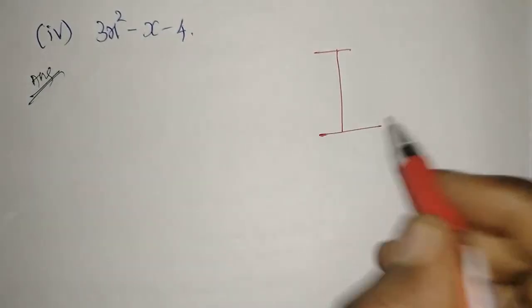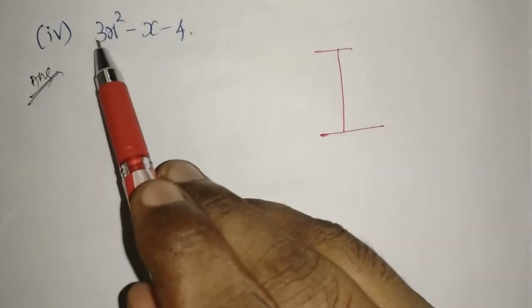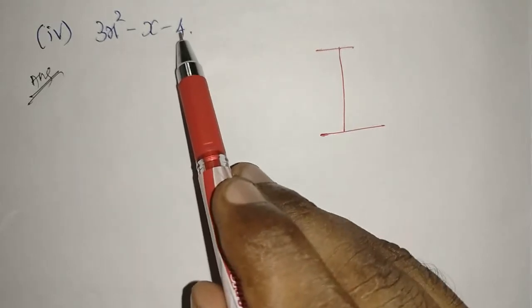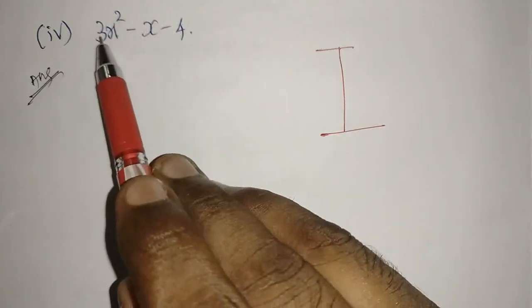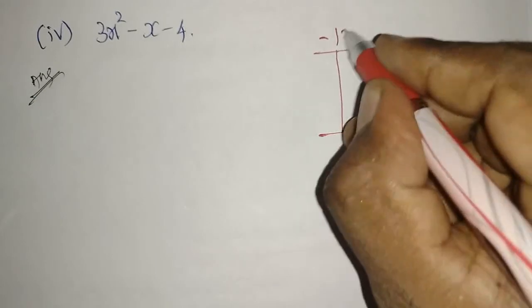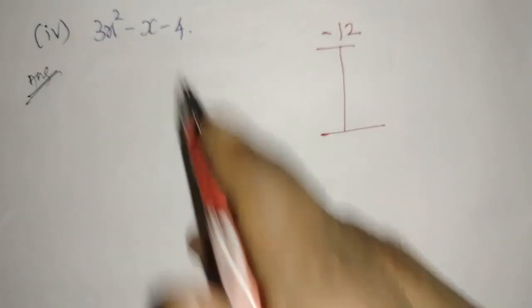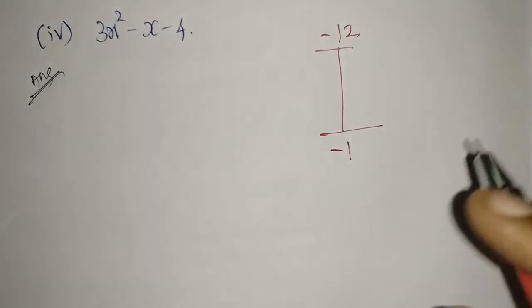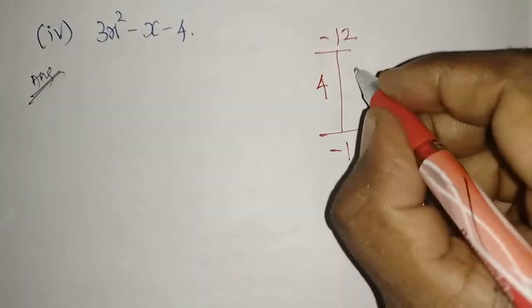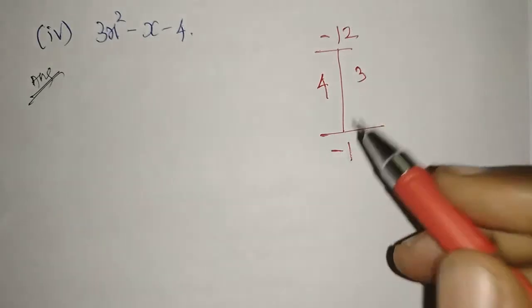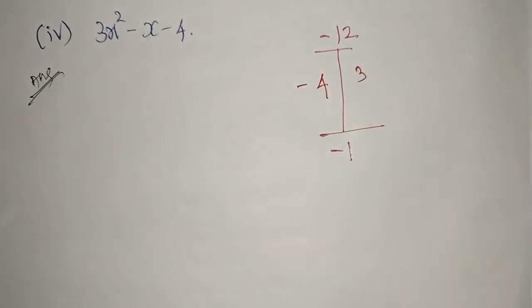So for I factor, now we need a product value. Coefficient of x square value 3, constant minus 4. This together you can multiply. 3 into minus 4, minus 12 we are getting. Coefficient of x value nothing, now you have to consider there 1, then minus 1 I am giving here. Then what are the factors I am giving now? 4 3s are 12. Both are negative, so the highest number I am giving negative, the lowest positive.